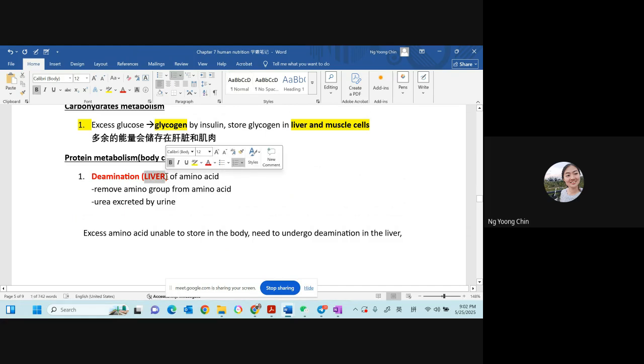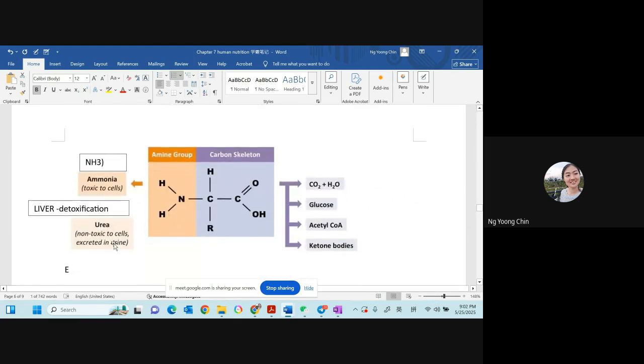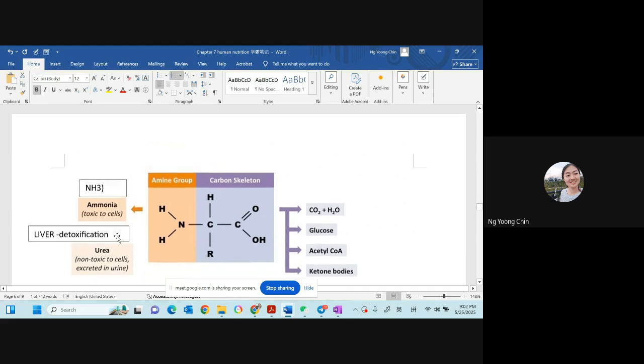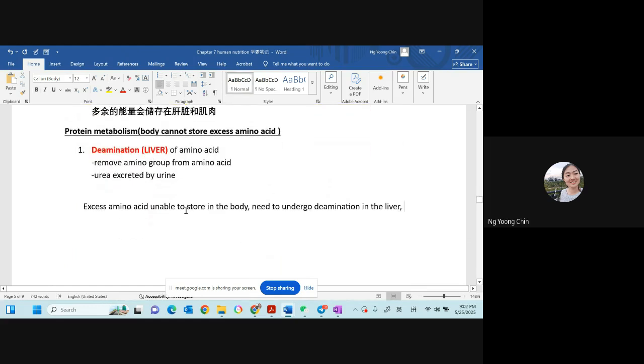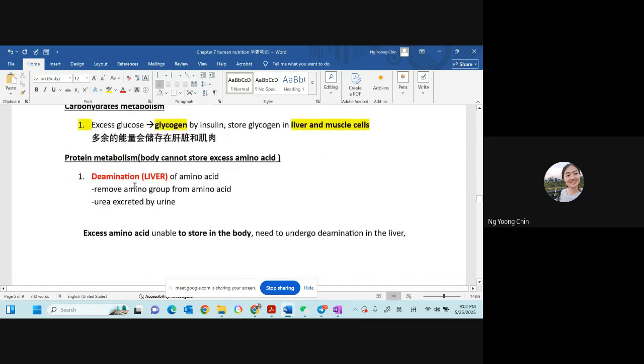Some students think deamination happens in the kidney because the urea is excreted out by the urine, right? But it's not. Actually, it happens in the liver first, because the liver is able to convert the ammonia into urea. Only then is the urea excreted out by the kidney. So remember that excess amino acids are unable to be stored in the body, not like glucose. Deamination happens in the liver to convert the amine group into urea, and the kidney helps to excrete the urea. That's all.